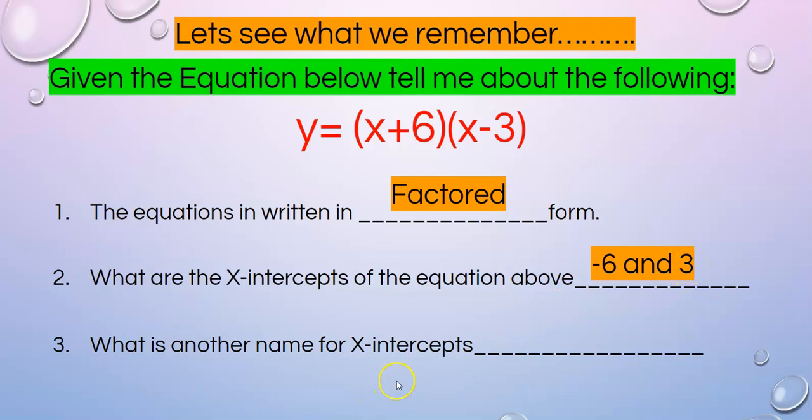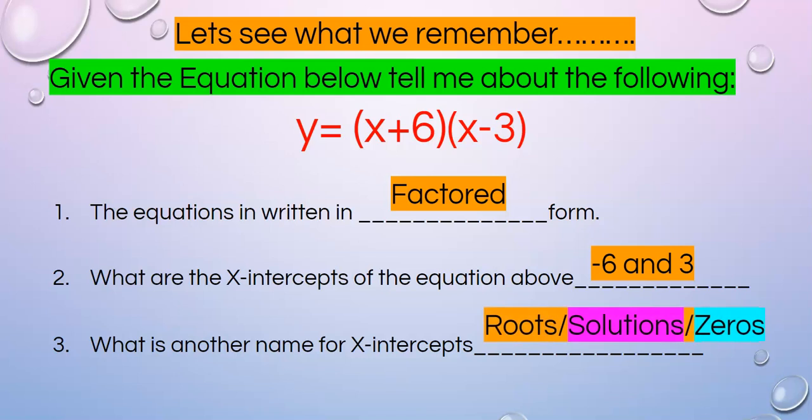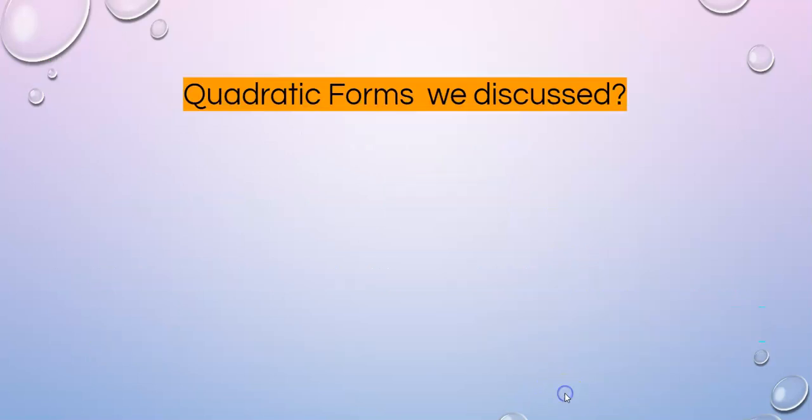And last but not least, what is another name for x-intercepts? Well, yesterday we discussed it, and we said sometimes we might see them referred to as roots, sometimes as solutions, and sometimes as zeros. But more importantly, whether they're using roots, solutions, zeros, or x-intercepts, we know that they're talking about where the graph crosses the x-axis if we're looking at the graph. Okay, so let's move on.